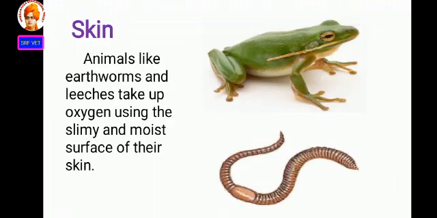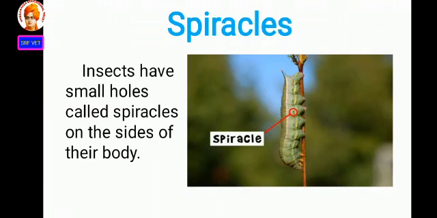The next one, skin. Animals like earthworms, leeches and frogs take up oxygen using the slimy and moist surface of their skin. The next one, spiracles. Insects have small holes called spiracles on the sides of their body. Oxygen-rich air enters the body through the spiracles. Air rich in carbon dioxide is sent out through the spiracles.